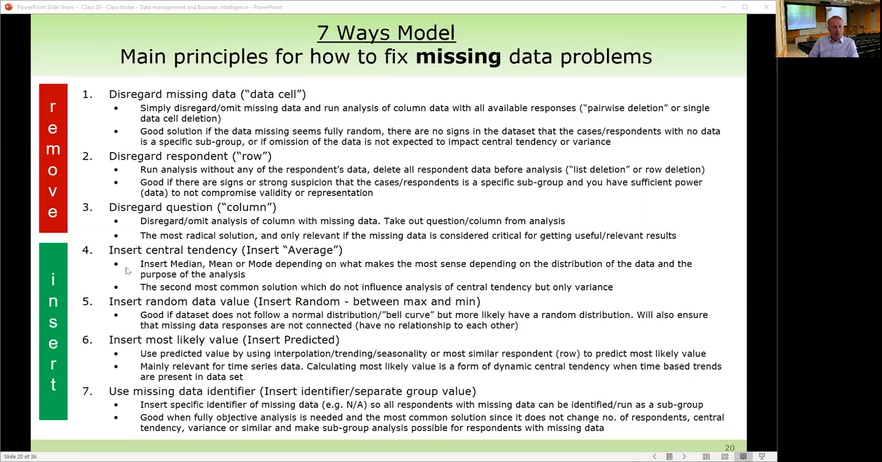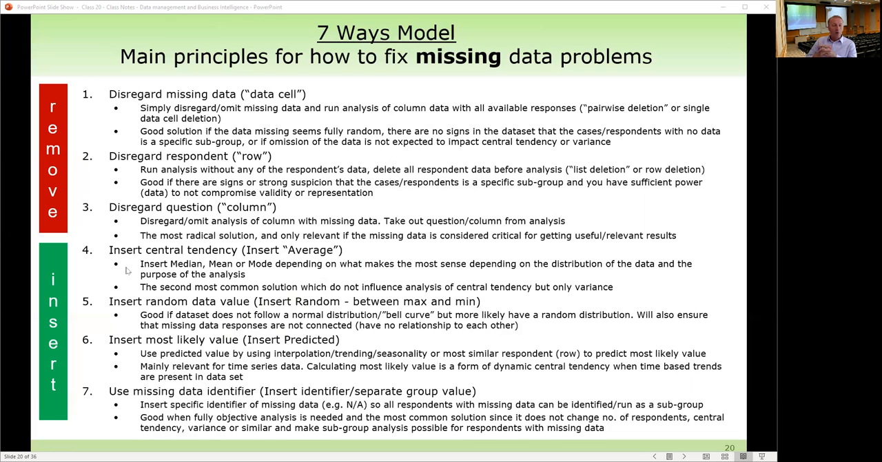Or we could insert the most likely value. More and more often, more advanced software actually looks at a respondent. If the respondent misses information in one cell, it compares that respondent to everyone else that has responded, and then it identifies which respondents have almost the same type of answers. Then it looks at what values those very similar, most likely the same type of persons have, and inserts that as the most likely value for the specific data cell.